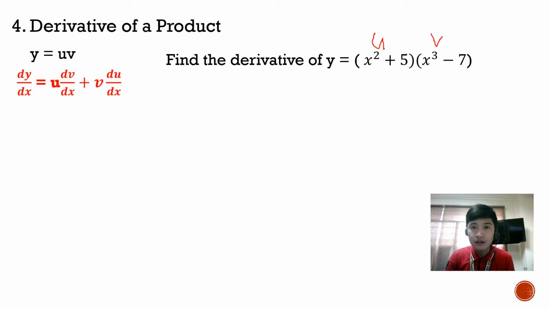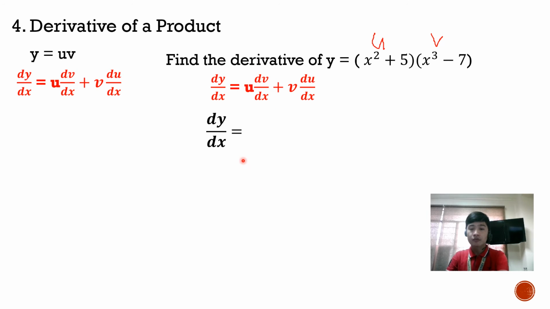Ito yung v. Ayan. Label natin para mas makuha nyo. So, ito yung u, ito yung v. So, applying this one, derivative of y in terms of x, that is equal to the first function multiplied to the derivative of the second, plus v, derivative of u in terms of x. So, following this pattern, yung u natin dito ay si x squared plus 5.